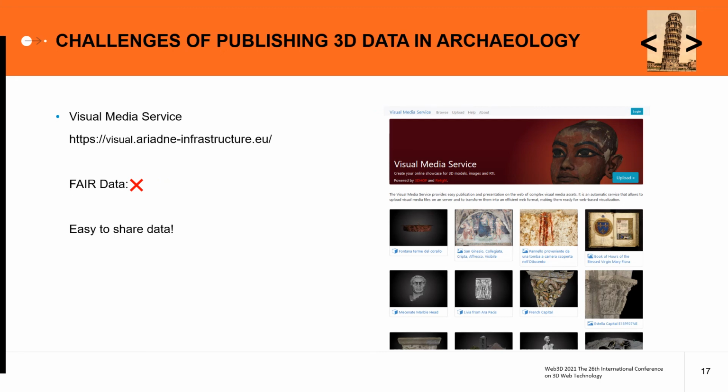But for this purpose there's also another very nice platform, the Visual Media Service. Here you have also limitations regarding the size of the models, but the intention of the service is just to provide a possibility to share data, not to publish it in an academic way.